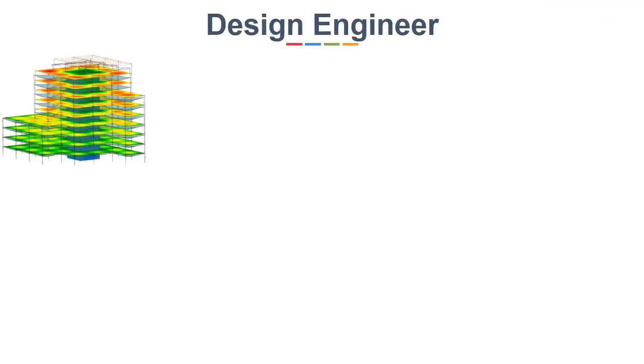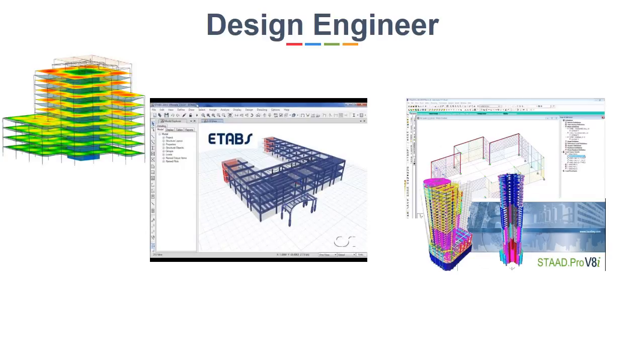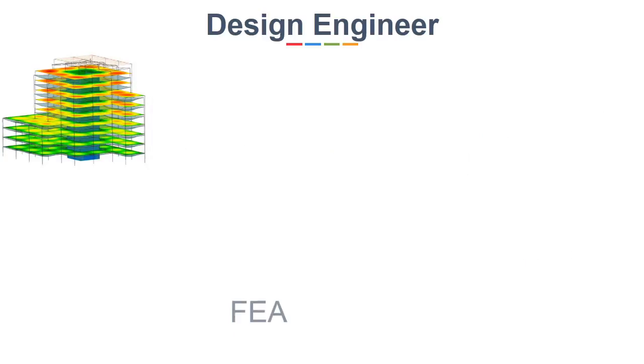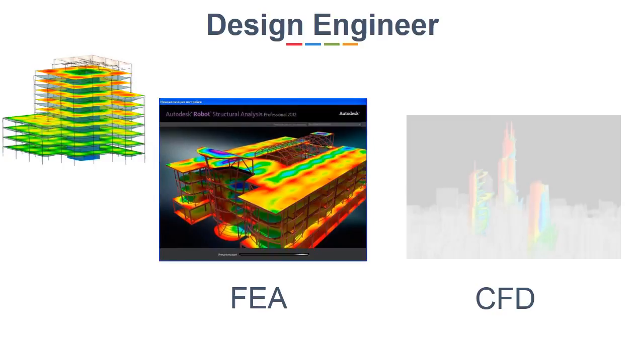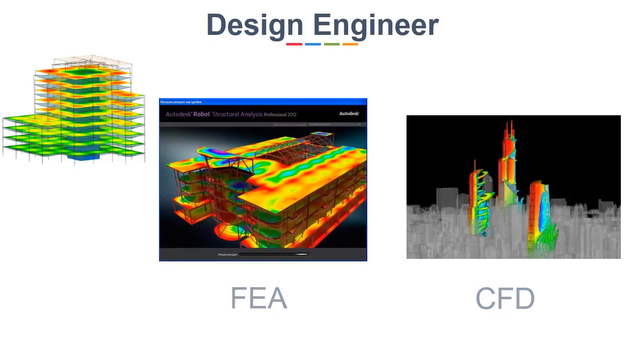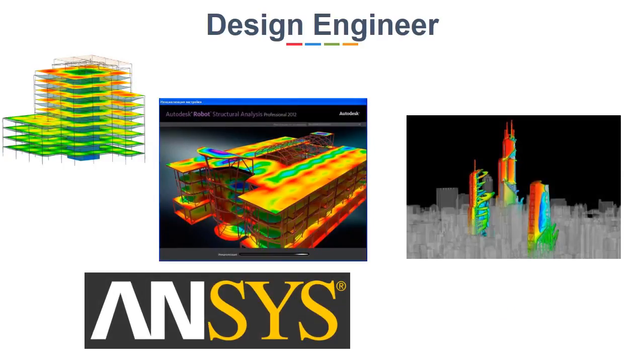Now for designing and analyzing simple structures, tools like ETABS and STAAD.Pro are very famous. Similarly, for analysis, numerical tools like FEA and CFD are widely used for validating structural and flow design. Some of the best tools are ANSYS, Abaqus, etc.